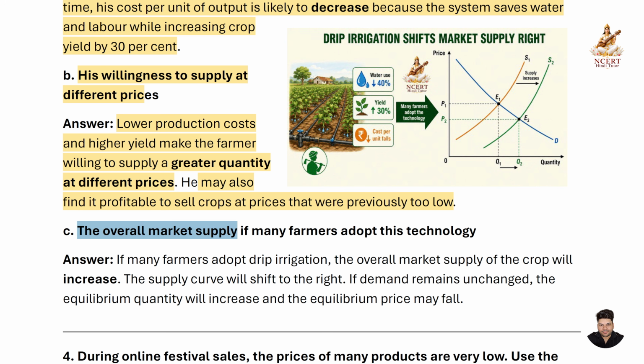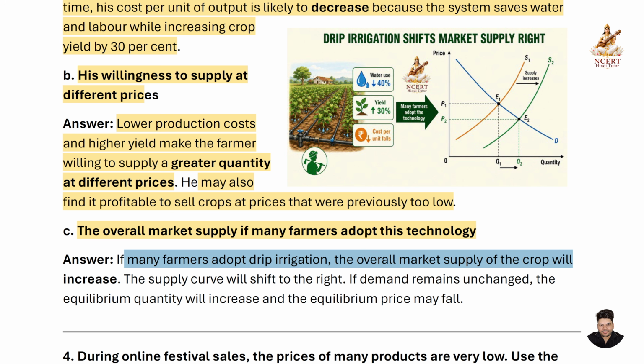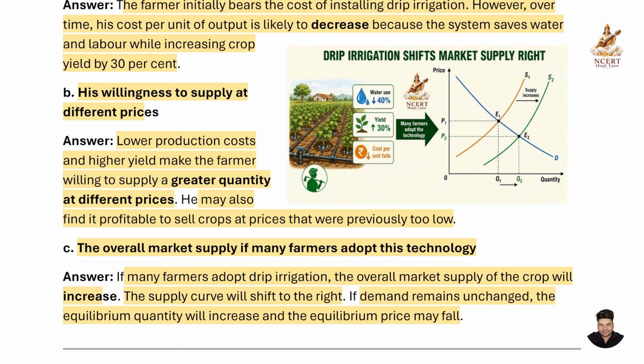C. The overall market supply if many farmers adopt this technology. Answer. If many farmers adopt drip irrigation, the overall market supply of the crop will increase. The supply curve will shift to the right. If demand remains unchanged, the equilibrium quantity will increase and the equilibrium price may fall. So as you can see in the figure, supply increases, so the supply curve shifts to the right.